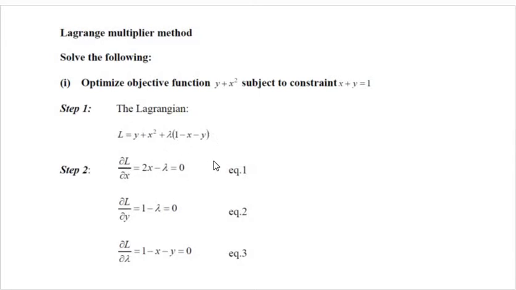Step 2, apply the necessary condition to optimize the function, that is, equate the first order partial derivatives to 0. dou L by dou x equal to 2x minus lambda equal to 0, dou L by dou y equal to 1 minus lambda equal to 0, dou L by dou lambda equal to 1 minus x minus y equal to 0.